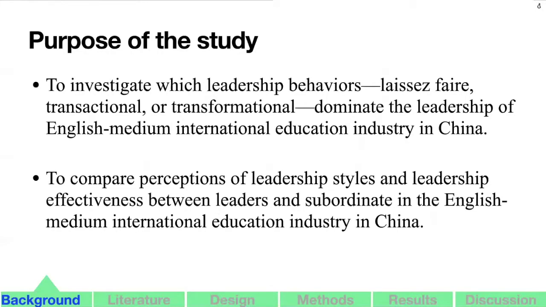The purpose of my study was to investigate which leadership behaviors, so leadership styles, laissez-faire, transactional, and transformational leadership, dominate the leadership environment of international education in China. And in doing this, I compared the perceptions of leaders and their subordinates on leadership styles and leadership effectiveness.